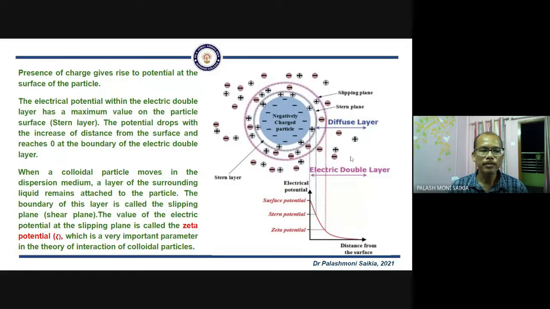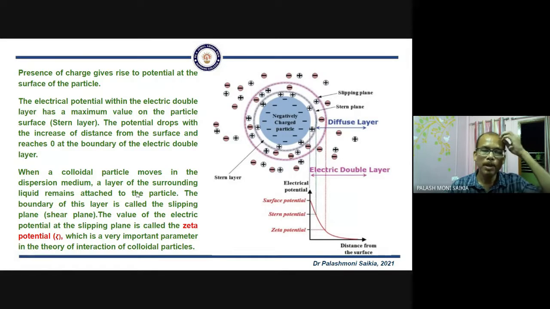Now one interesting thing of this EDL is that the electric potential within the layer has a maximum value on the surface. If you see the surface potential here, it is maximum at the Stern layer. So this is called the Stern potential. The potential drops with increase of distance from the surface and reaches zero at the boundary of the electrical double layer. It becomes zero here, and when it becomes zero, the double layer ends.